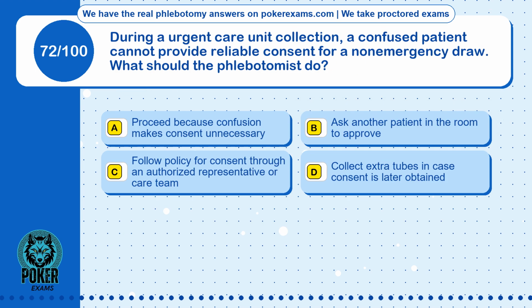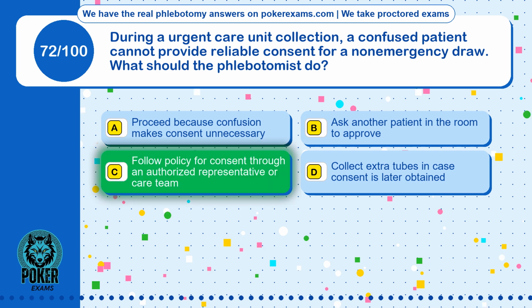Question 72. During an urgent care unit collection, a confused patient cannot provide reliable consent for a non-emergency draw. What should the phlebotomist do? Option A, proceed because confusion makes consent unnecessary. Option B, ask another patient in the room to approve. Option C, follow policy for consent through an authorized representative or care team. Option D, collect extra tubes in case consent is later obtained.